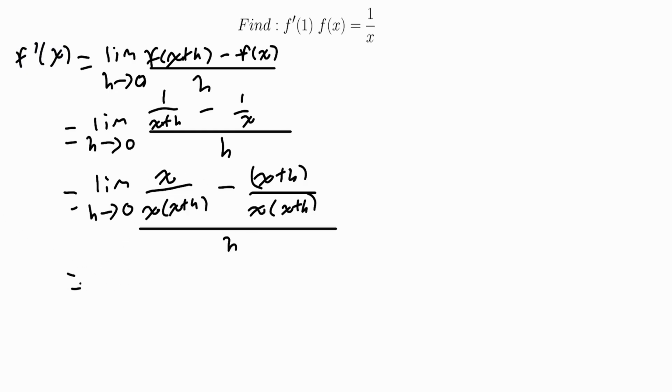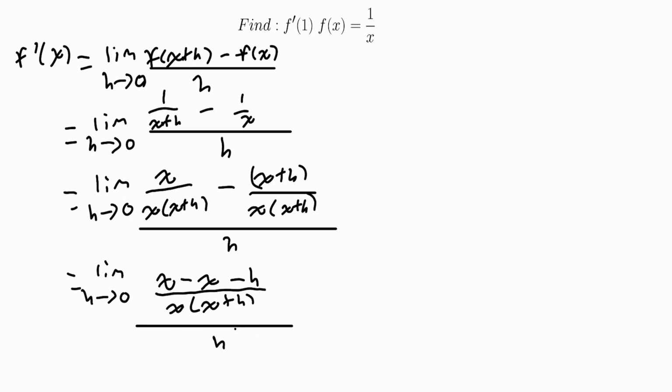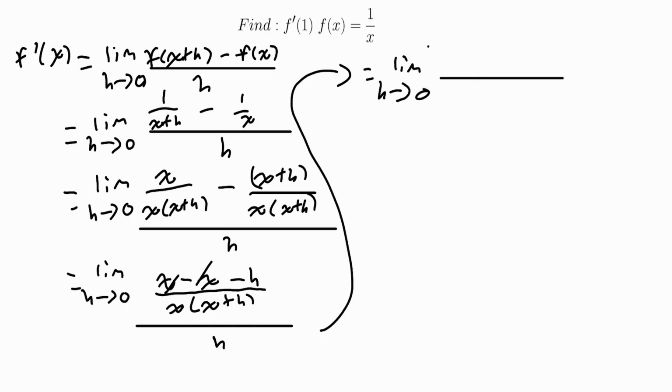When we subtracted this fraction, it will be equal to the limit as h approaches 0 of x minus x minus h all over x times x plus h, and this is all over h. Let's move it over here. And so now, again, our x's will cancel out, and we're left with the limit as h approaches 0 of negative h over x times x plus h all over h.